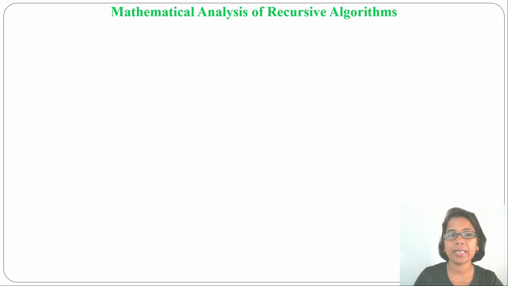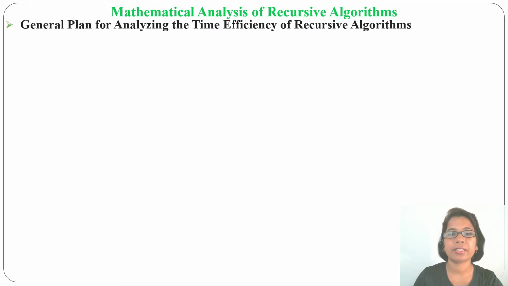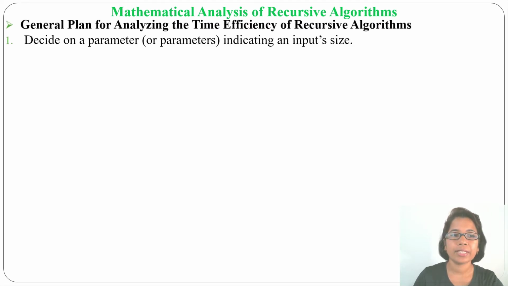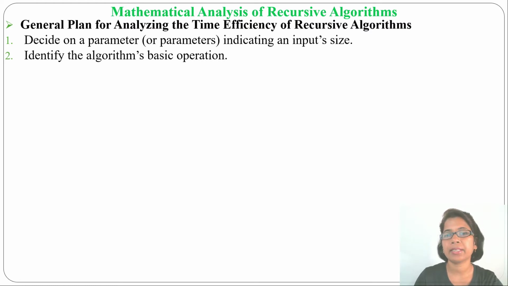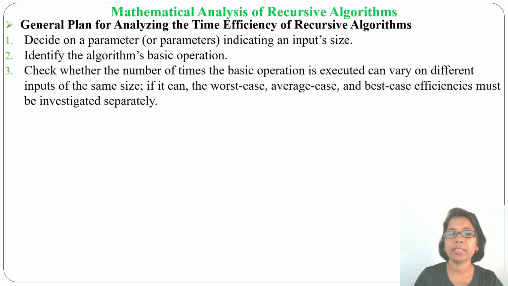Let's discuss general plan for analyzing recursive algorithm. First step, decide on a parameter or parameters indicating the input size. So first decide the input size. Second, identify the algorithm basic operation. Next, check whether the algorithm depends only on the input or it depends on worst case, best case or average case. If it depends on worst case, best case or average case, then analyze accordingly.